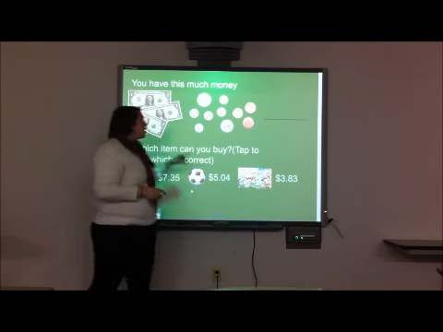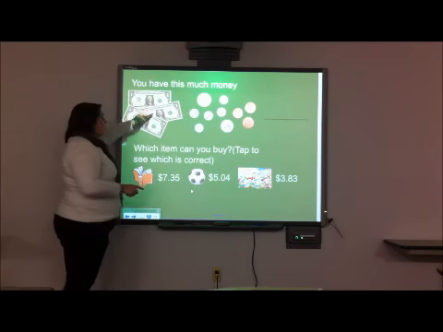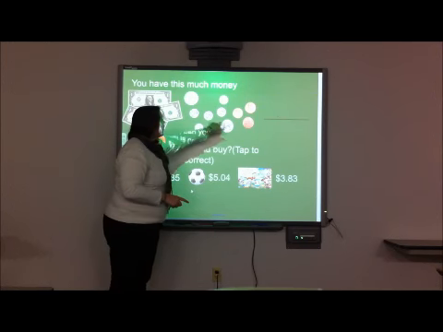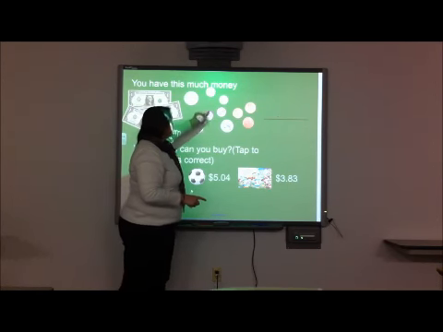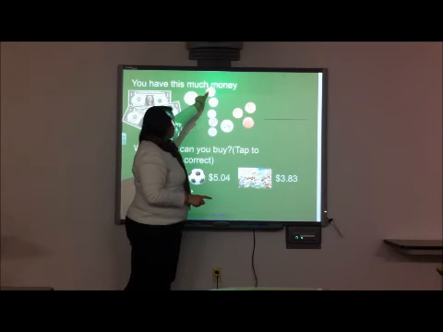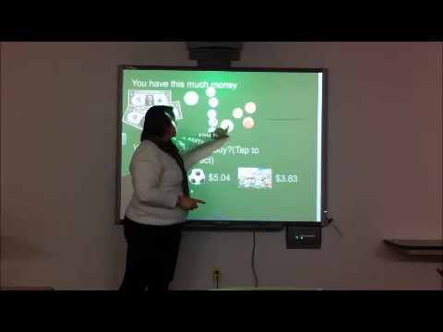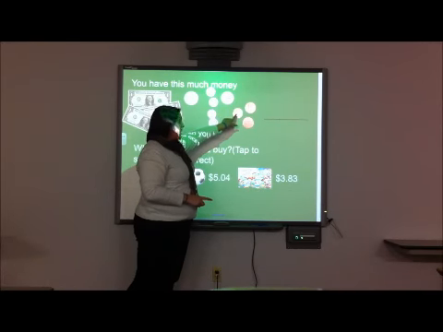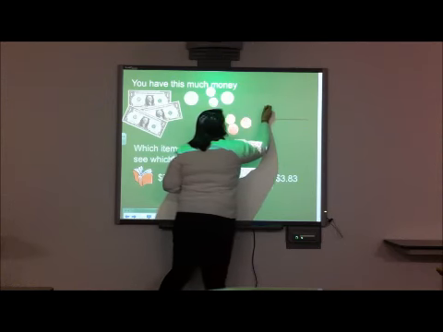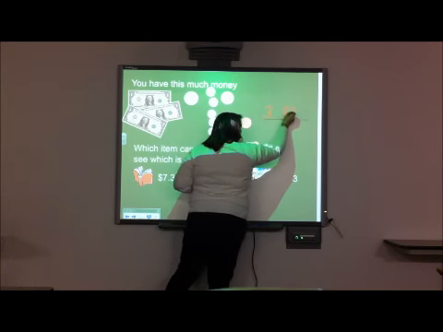If you have this much money, we're going to count and see how much money we have. We have 1, 2, 3. We have 25, 35, 45, 55, 65, 75, 85, 1, 2, 3. So we have $3.83.